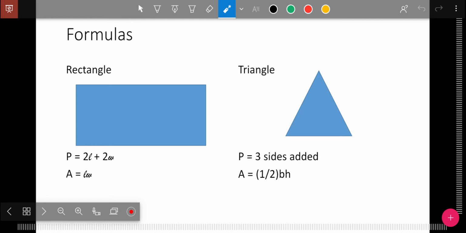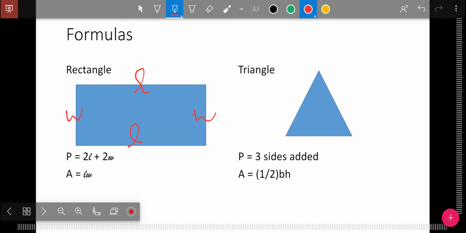All right, rectangles, 2 times the length plus 2 times the width. And so for this purposes, real quick here, this would be like the length, and this would be like the width. Well, they match. This would be the width then, this would be the length then. All right. And for the area, you just do length times width.